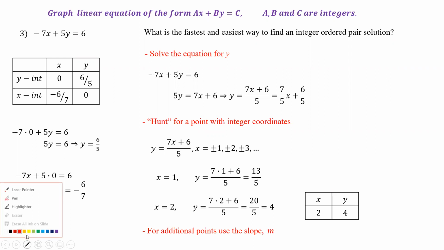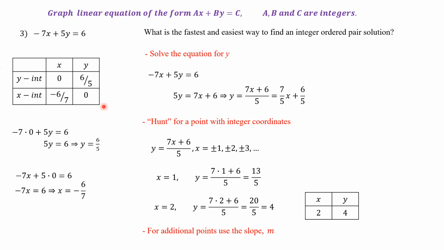Quick reminder. To find the y-intercept, I have to let x be equal to 0, plug it into the equation, and solve the equation for y. So I can see my y-intercept is (0, 6/5). To find the x-intercept, I need to let y be equal to 0, plug it into the equation, and solve the equation for x. So my x-intercept is (-6/7, 0). And I could use these intercepts to graph the equation.